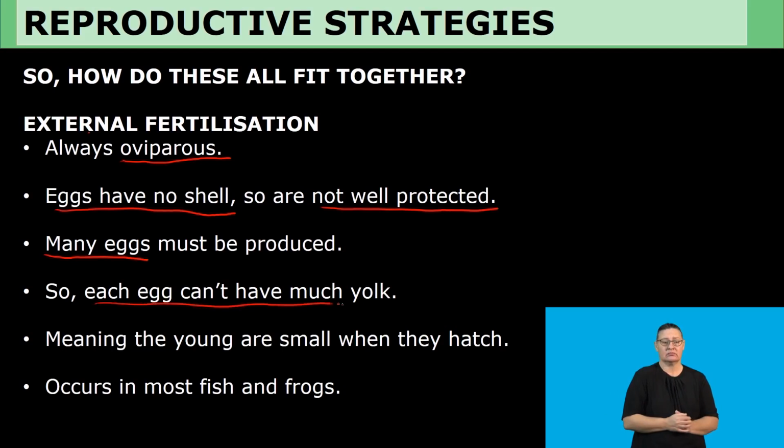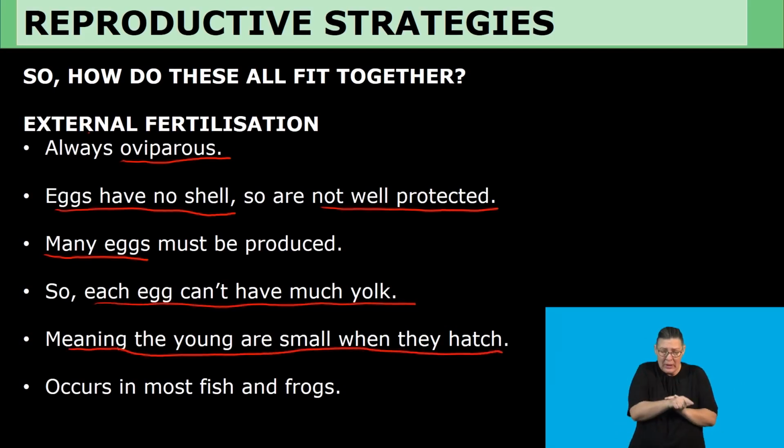Each egg can't have much yolk, and this means that the young are small when they are hatched. And examples of organisms where we get external fertilization are mostly fish and frogs. Just remember the examples.